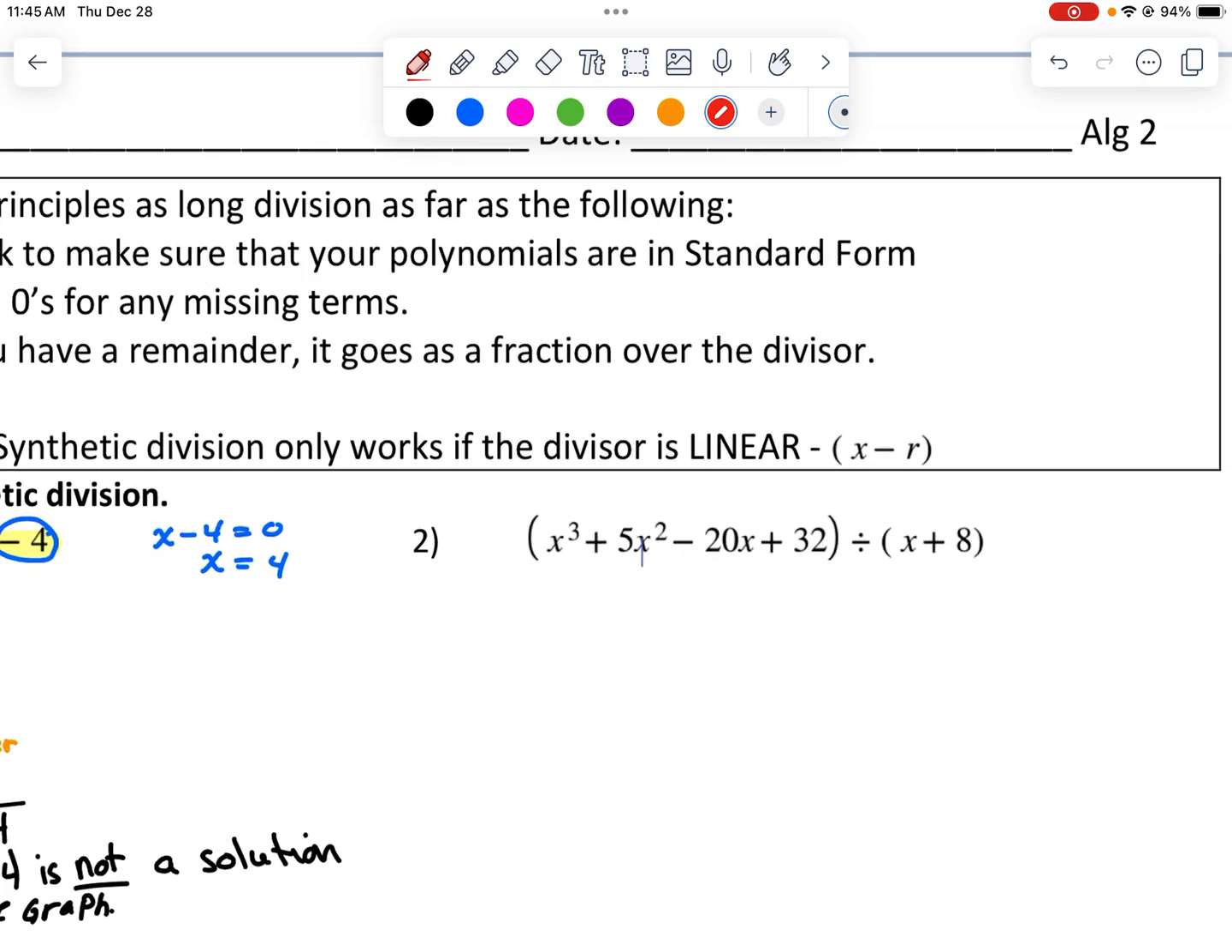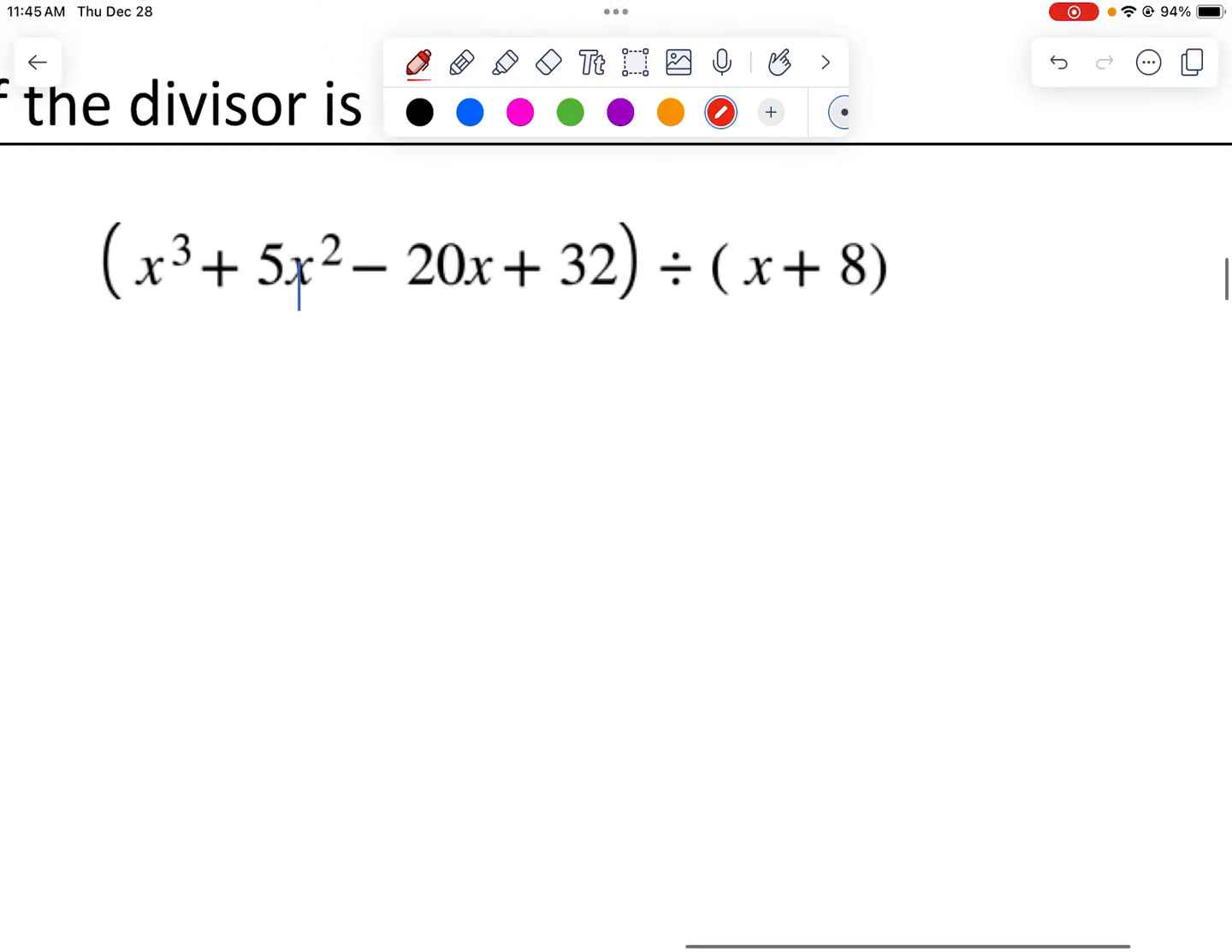So, okay, let's look at this one. So, first of all, that is an 8. So over here in the box, I'm going to put a negative 8.